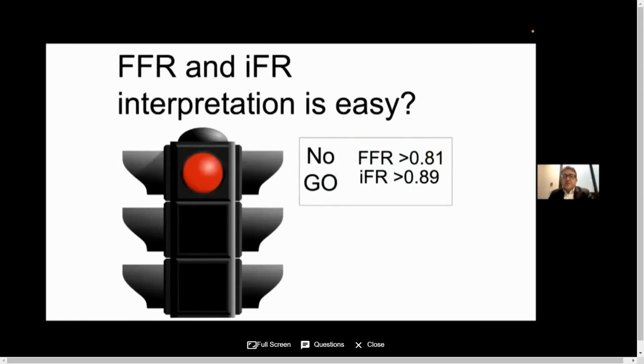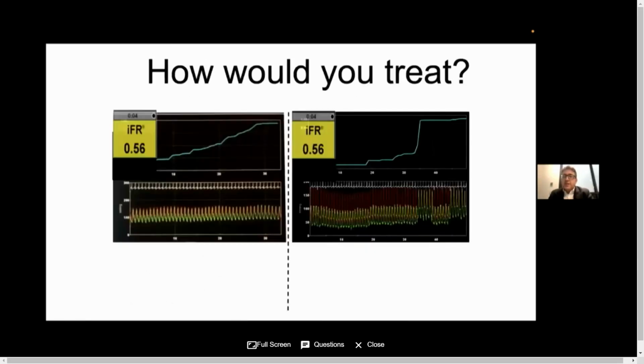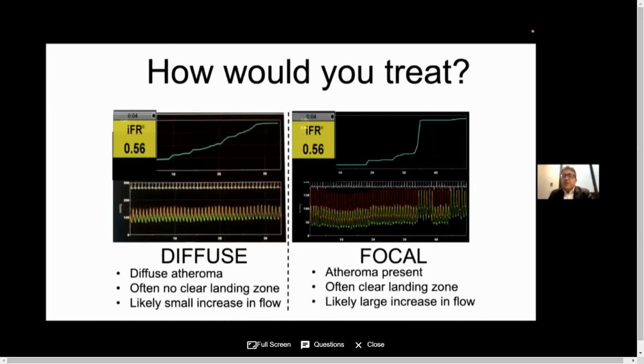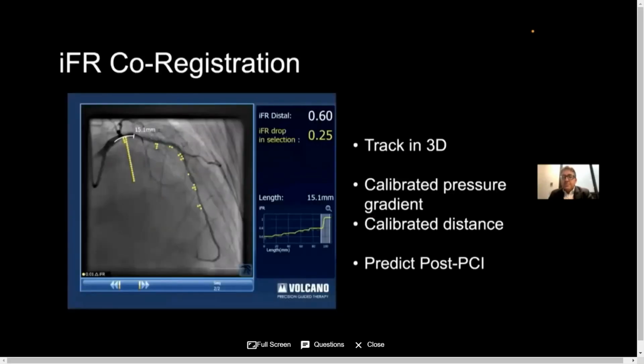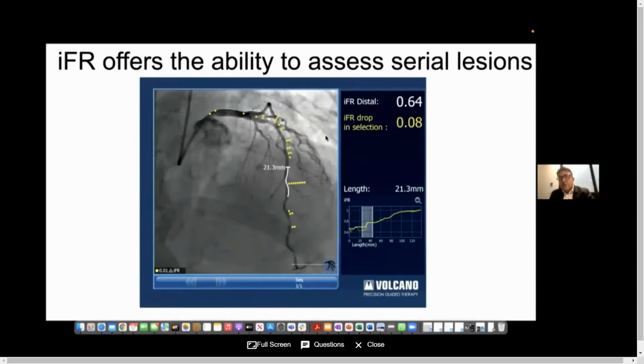So physiology is often thought of as being very simple red-green traffic lights. But as what I've shown you, I think that we need to interpret things in more detail. We need to be using these pullbacks more often, and they're going to give us added information. You can see on this illustration here, on the pullback, the first case I showed you, you saw a little clustering of dots in the proximal portion of the LAD. Now we can see diffuse disease over the proximal and mid portion of the LAD, but another clustering around the mid portion of the vessel.